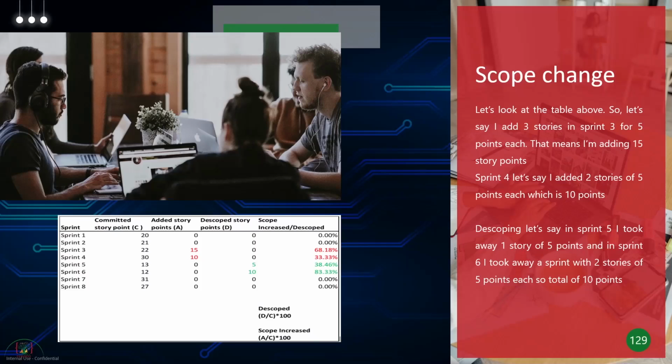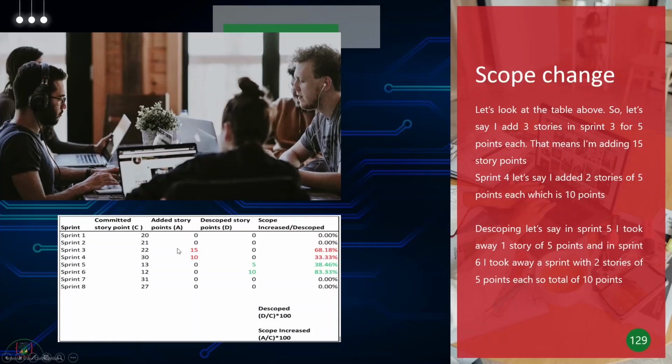Now let's talk about scope change, right? We already said that in Scrum we welcome change, right? So scope can change during the sprint. You might be adding new story points, you might be de-scoping, taking out story points, and that can definitely affect the velocity of the team.